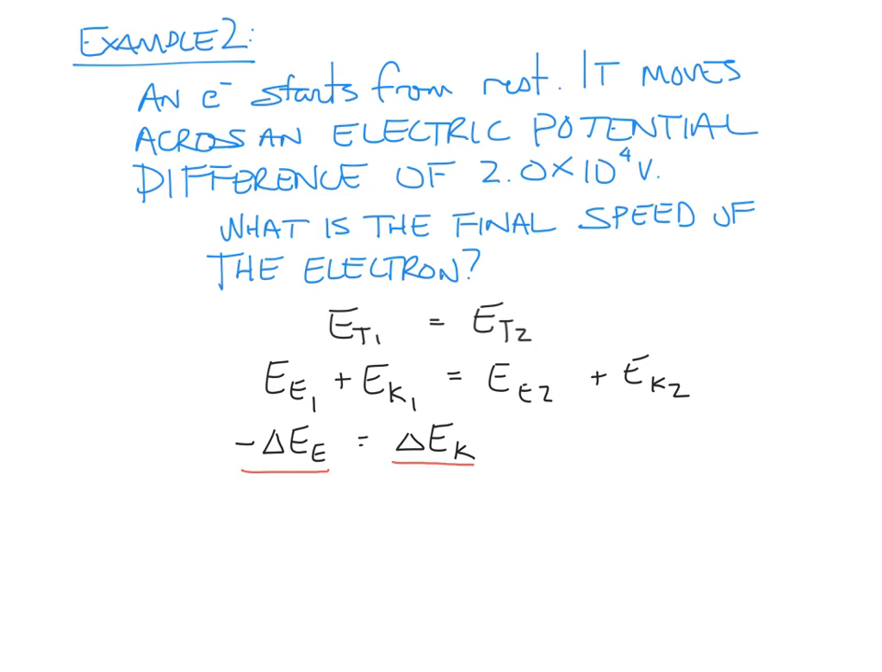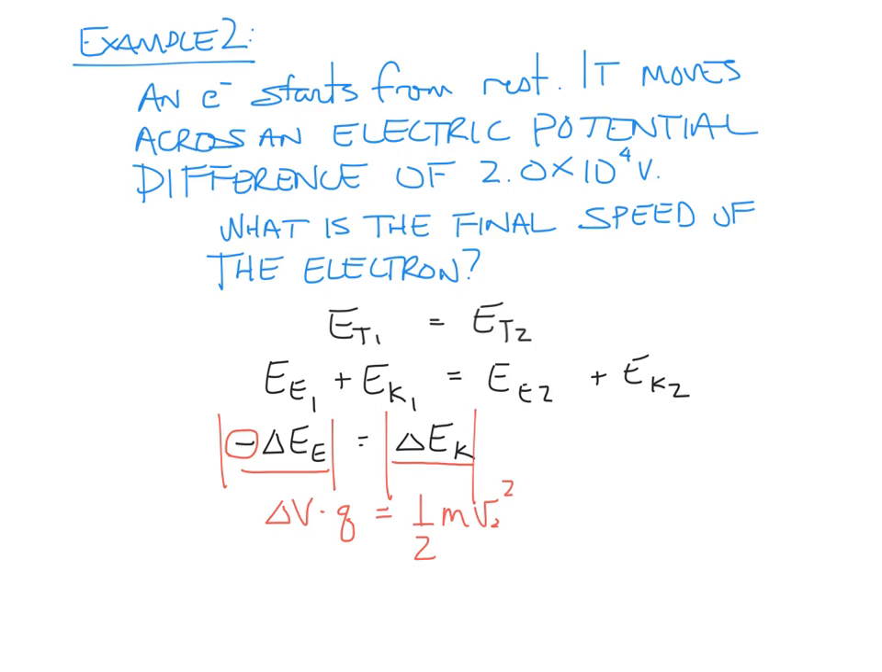What that means is this negative does tend to bother grade 12 students. That doesn't need to be there. It just means that the magnitude of this is equal to the magnitude of that. So we have already talked about the fact that a change in electric potential energy is equal to the electric potential difference times the charge, and that will be, of course, equal to 1/2 mv squared.